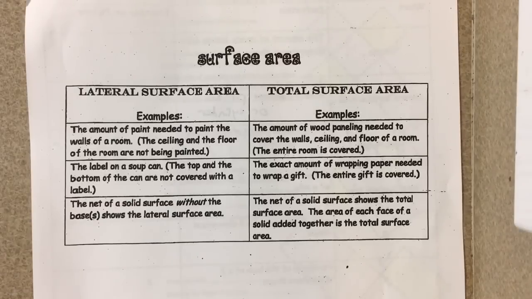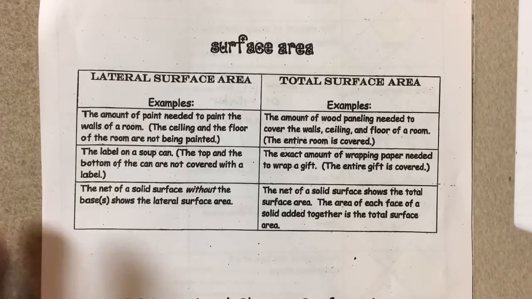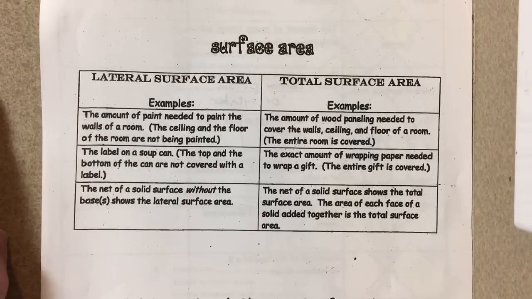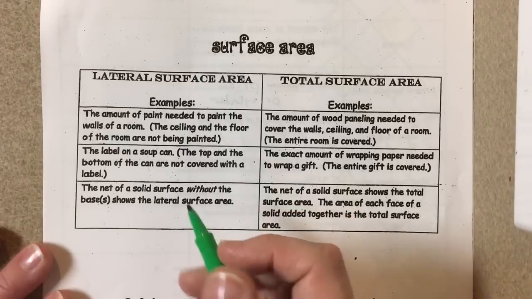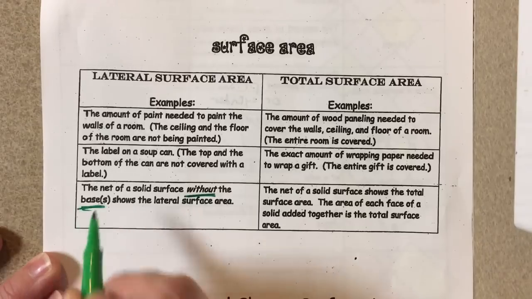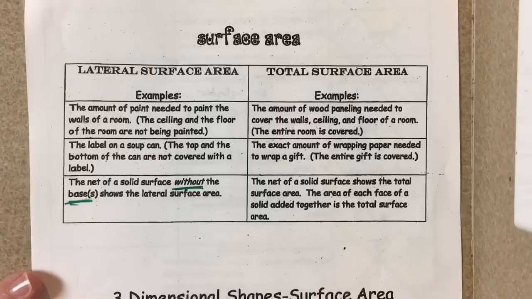All right, surface area: lateral surface area and total surface area. Lateral surface area is if you only want to paint the walls of a room, not the ceiling and the floor. It would be the soup can label. Lateral surface area is without the bases. Total surface area is just what it sounds like: all of the surfaces, so the total surfaces.